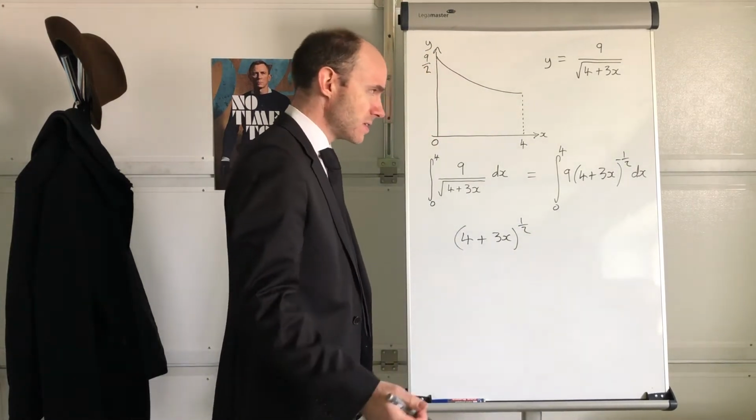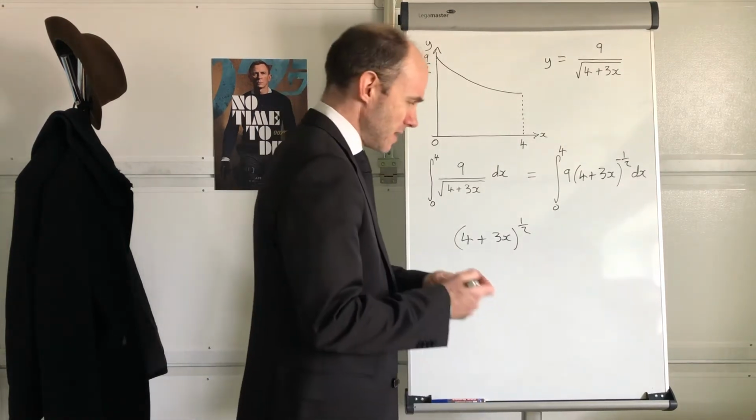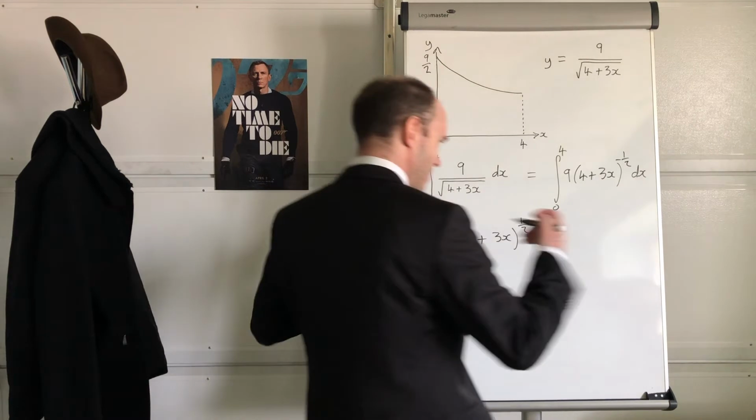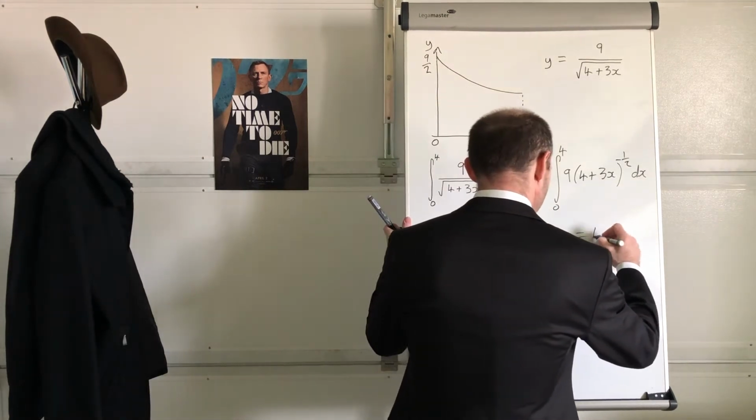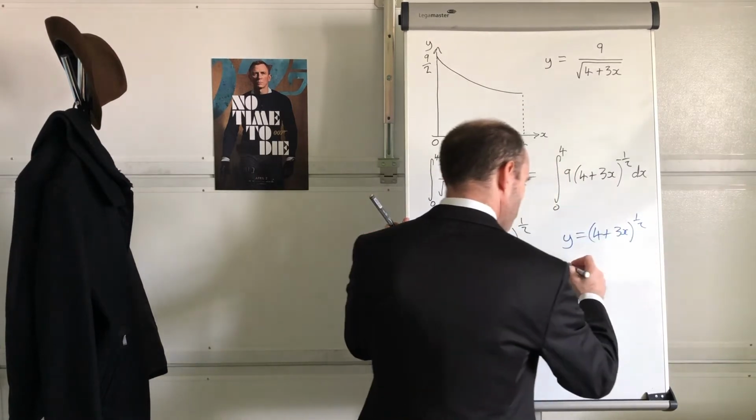Now at this stage you might be thinking, yeah, but I can't quite remember what to do next. Well, let's just pretend that's our answer. So y equals 4 plus 3x to the half, and I'll just ask you to differentiate it.